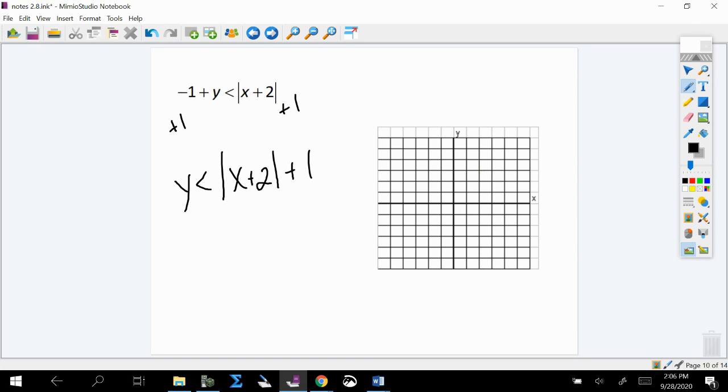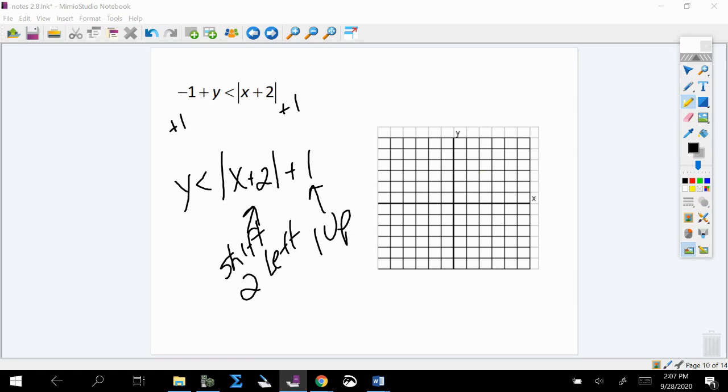So what I have here is an absolute value graph that shifts to the left 2 and 1 up. So on my graph, I'm going to go left 2, 1 up, and I'm going to put a point. That's the vertex of my absolute value graph.